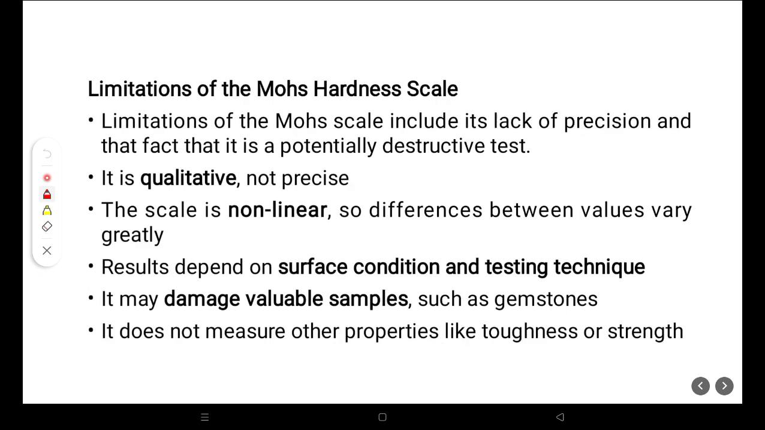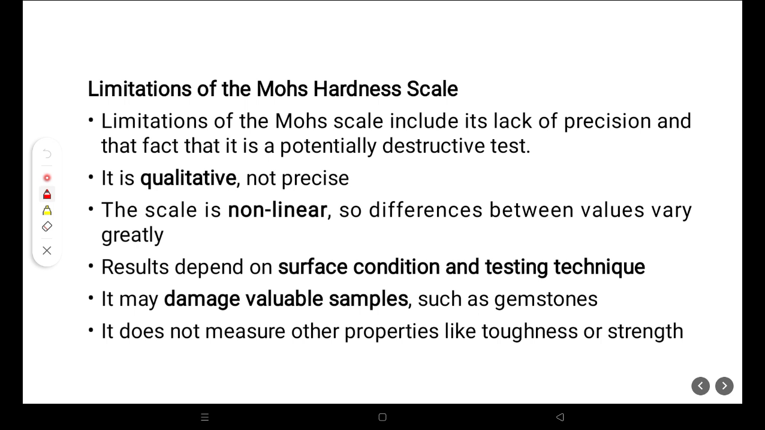So then, limitations of the Mohs scale of hardness. What are the limitations? It is a qualitative scale, not a precise scale. This scale is non-linear, so differences between values vary greatly. Then results depend upon the surface condition and testing technique. Suppose we are taking a mineral and the surface is not smooth, it is rough, so the test will not be reliable. Then it may damage valuable samples, so this is a destructive method.